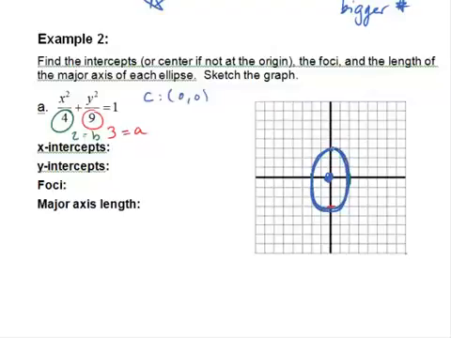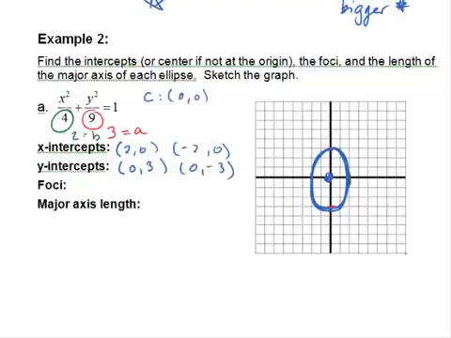There we go. And then we want x-intercepts and y-intercepts. So this is where it touches the axes. X-intercepts will be at 2, 0 and -2, 0. Y-intercepts will be at 0, 3 and 0, -3.